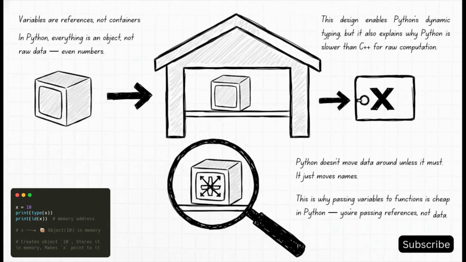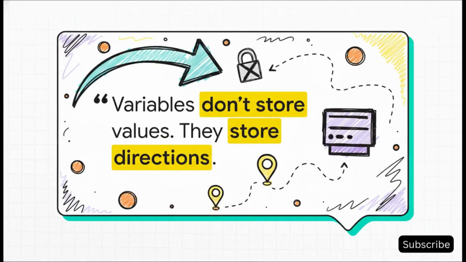And that id function, that's our little trick to see the object's unique memory address, its exact location on the warehouse shelf. And this really is the core concept. The variable x doesn't hold the number 10, it just holds the directions on how to find it. This is also why passing variables around in Python is so fast. You're just handing over a light little set of directions, not some heavy, clunky object.